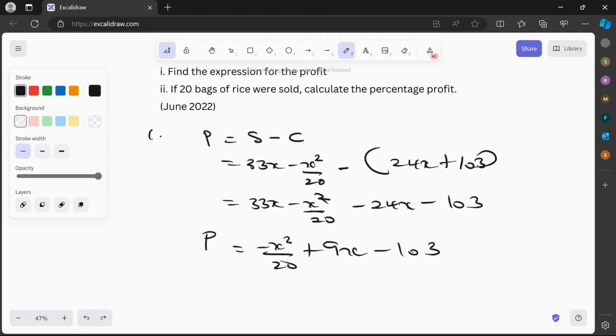So the second part now says that we should find the percentage profit. So we know that percentage profit, from the previous videos, is profit all over the cost price times 100.